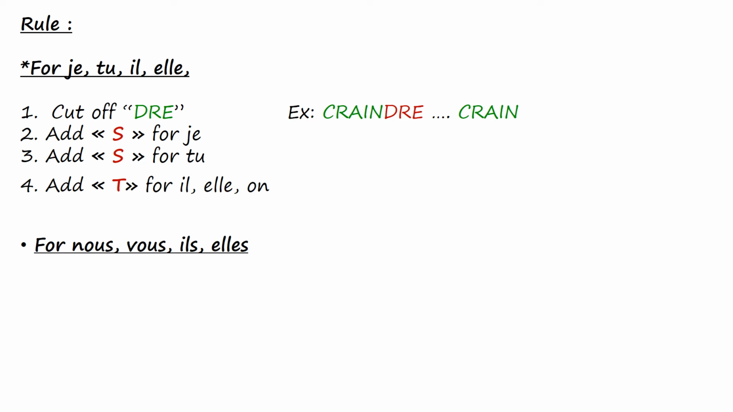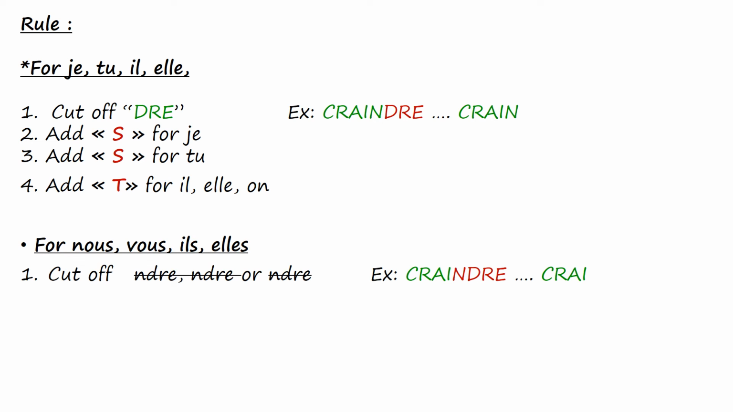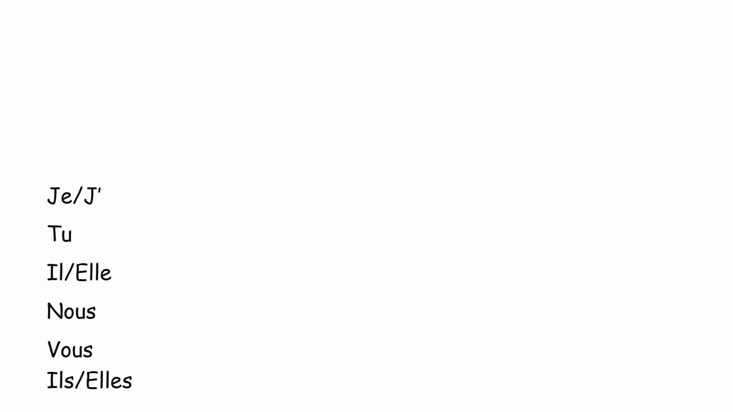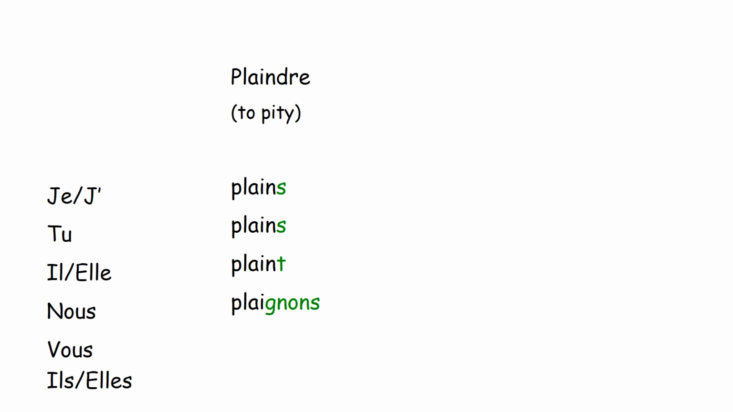Then for nous, vous, ils, elles plural, you remove NDRE. So the radical you have is CRAI, C-R-A-I, and then you add the endings, for example craignons, craignez, craignent. D'accord? So we have the verb plaindre: je plains, tu plains, il or elle plaint, nous plaignons, vous plaignez, ils or elles plaignent.